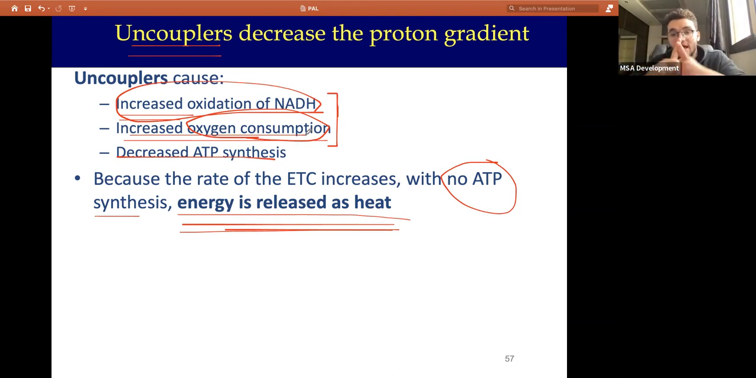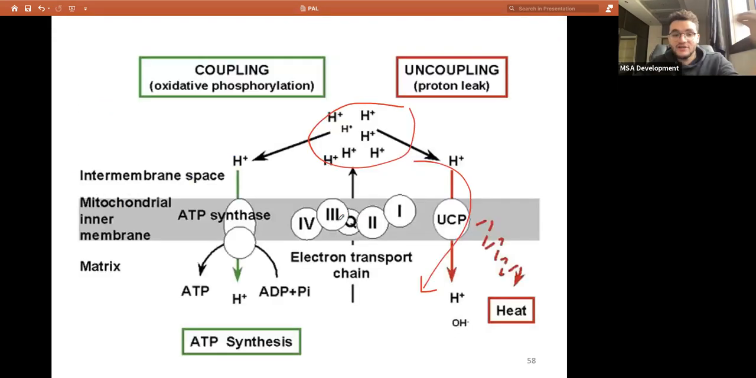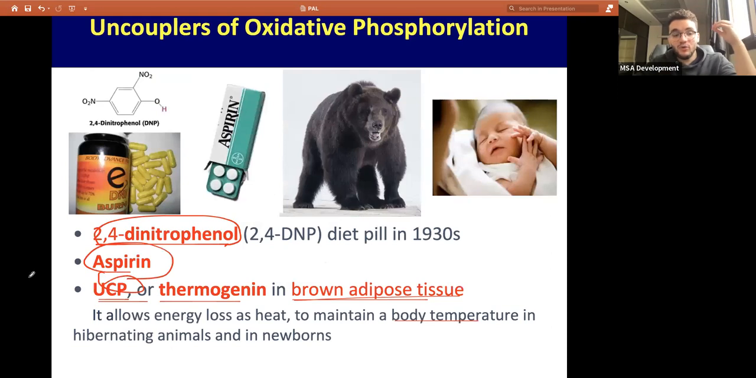So in uncouplers and inhibitors, they both decrease ATP synthesis, but these two act at different points. Obviously, as I said, the energy is not being used for ATP synthesis; instead, it is being used for heat. That is why newborns have one uncoupler, called UCP or thermogenin, in brown adipose tissue. This uncoupler keeps them warm.